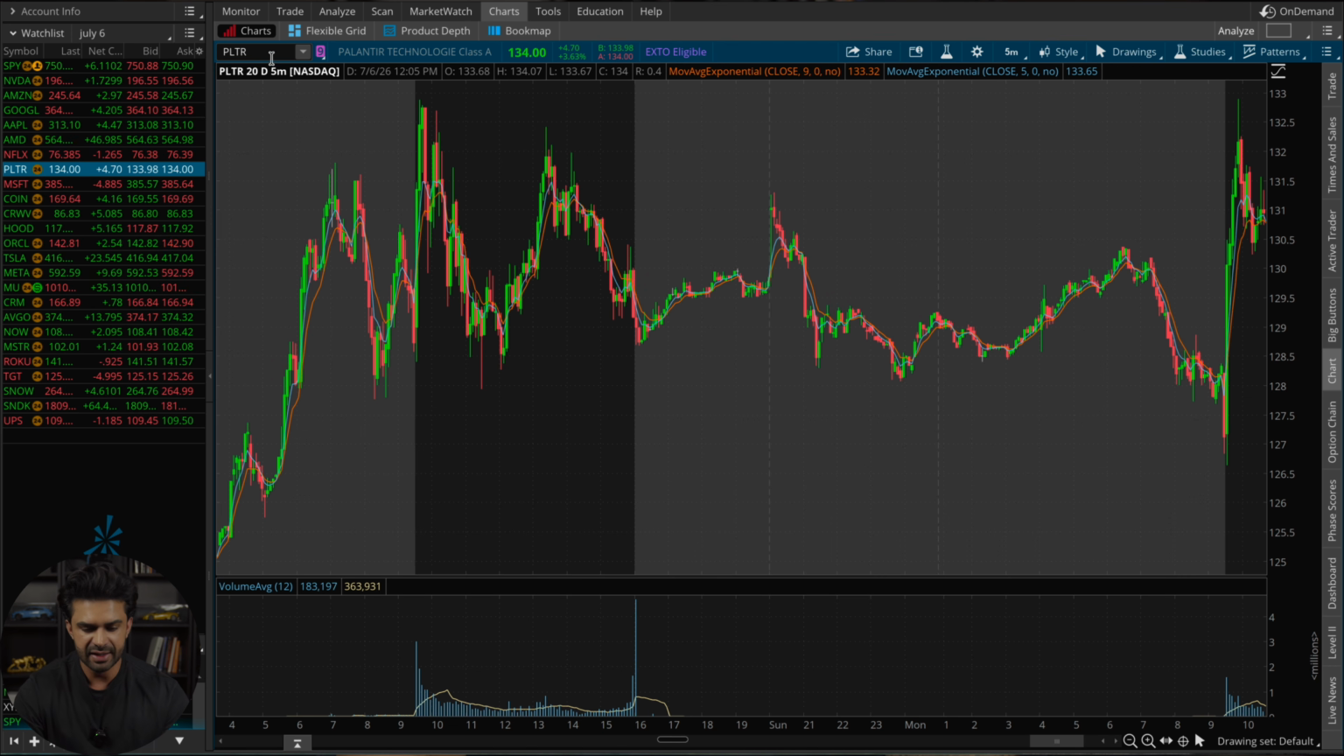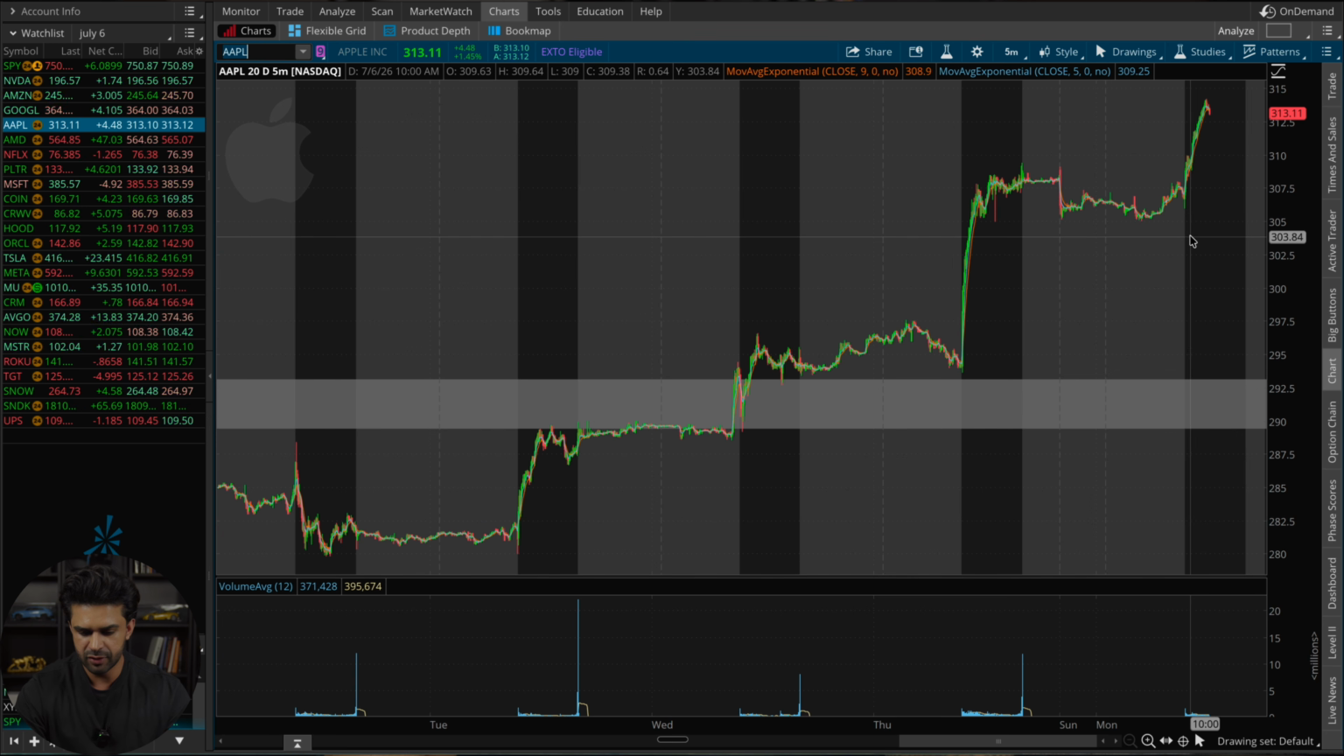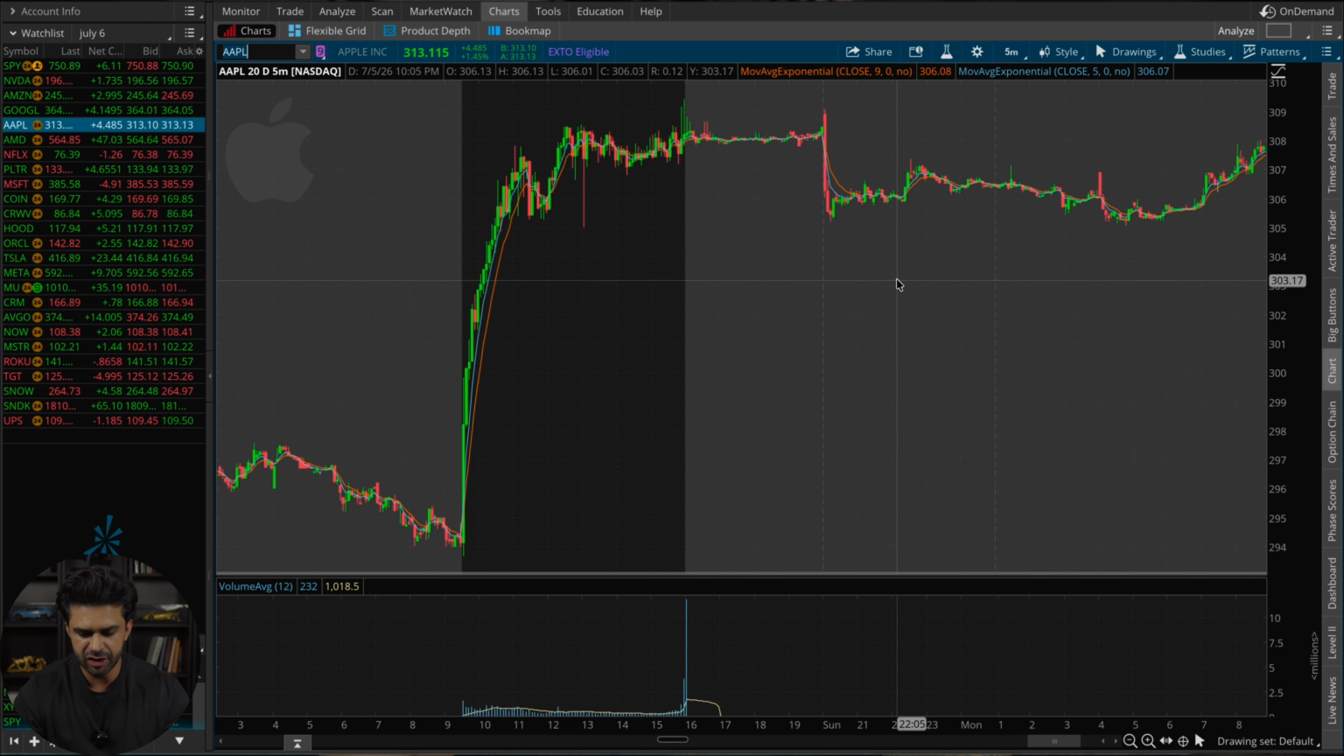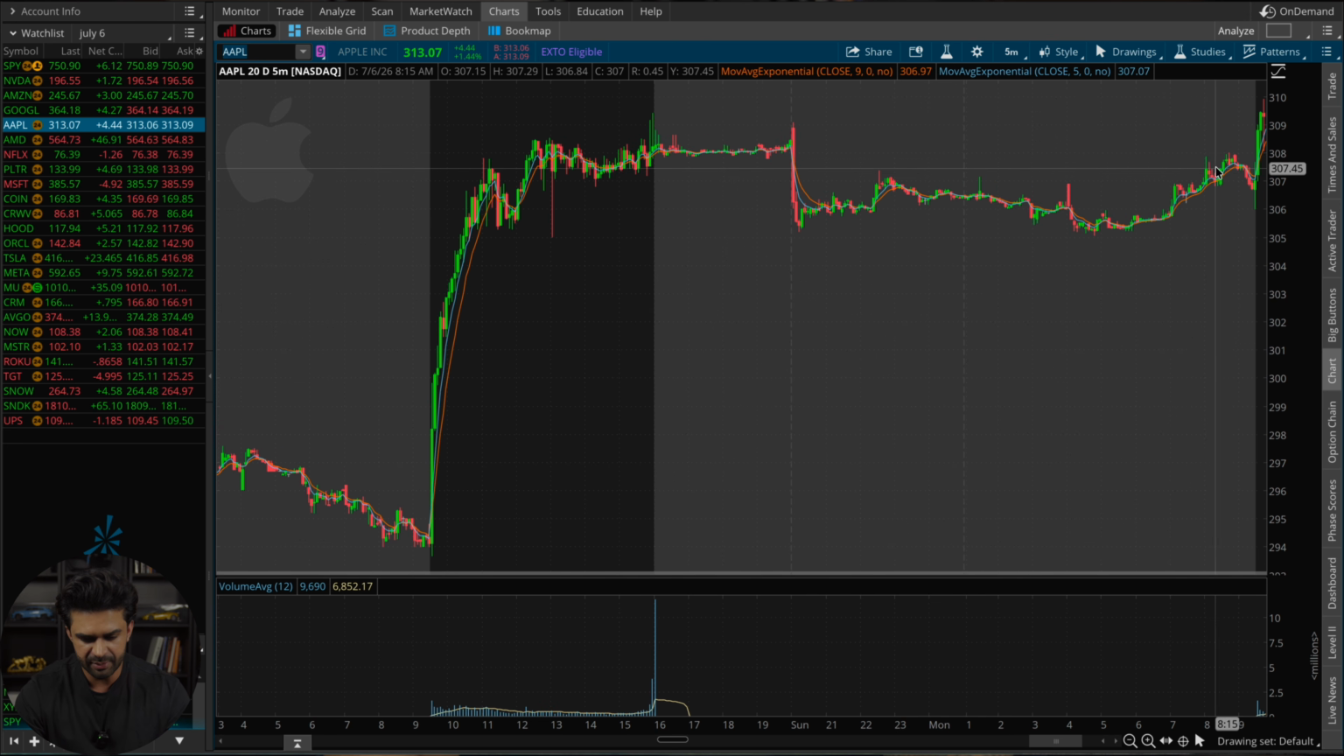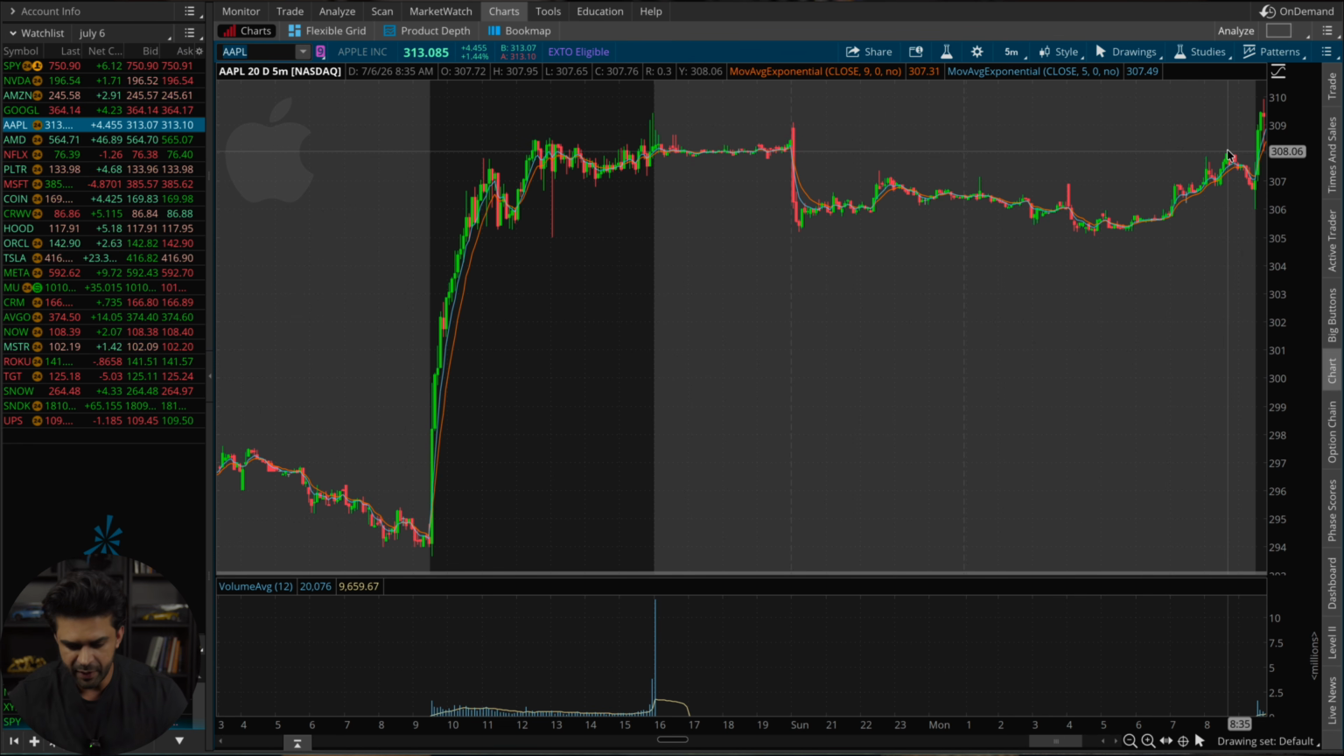Now, let's see something that did have some sort of news, which is Apple. They had news with AVGO. So you guys can see a very similar setup. We go into the pre-market high right around 308, and then we get that pullback.